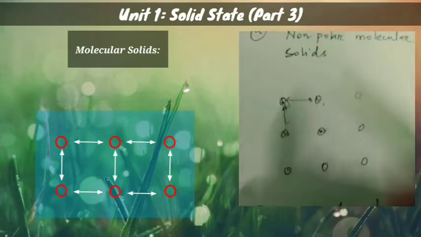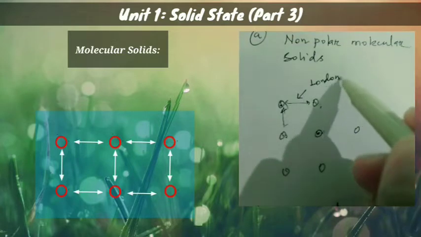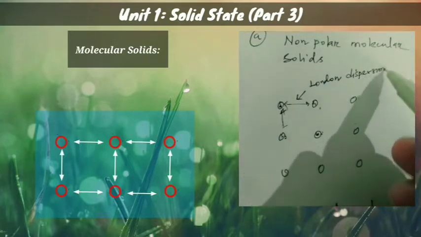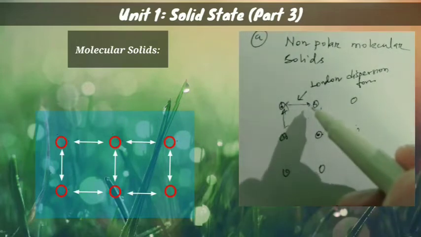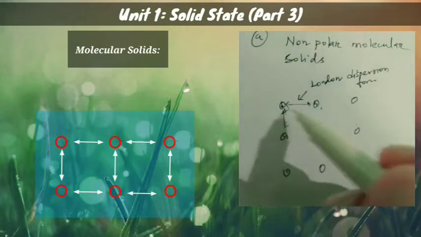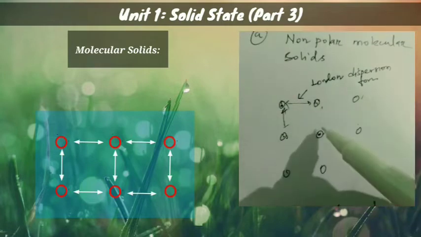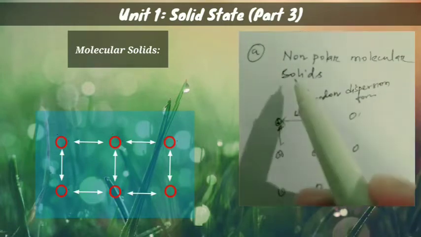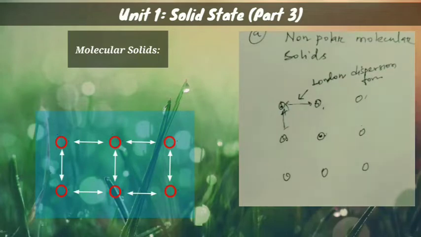London dispersion force. That means the intermolecular force is London dispersion force, and the non-polar molecules bind with each other by this force to give the crystalline solid. So, can you give me some examples of non-polar molecular solids?